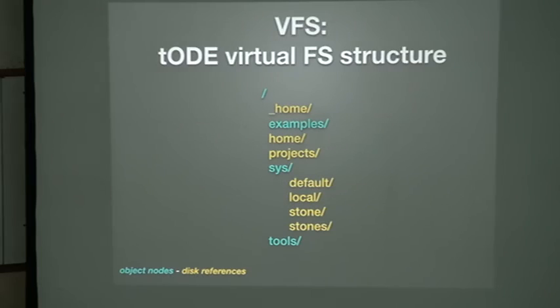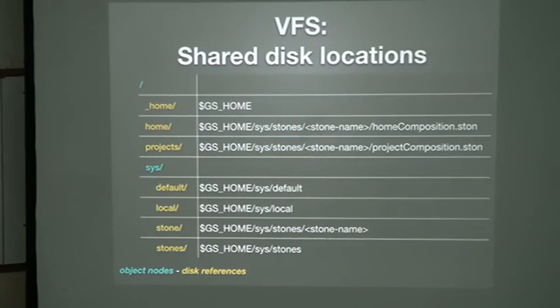Show you a little bit more about the virtual file structure here. So the things in blue are purely object nodes in the root file system. The things in yellow have mount points to the disk, and I'll talk about what those mount points are. Underbar home is a pointer to the environment variable GS_HOME that I talked about earlier. And so from here, you can cd to /_home in the shell script and view the entire disk structure of your project. Home is the place where shared scripts and objects are stored.